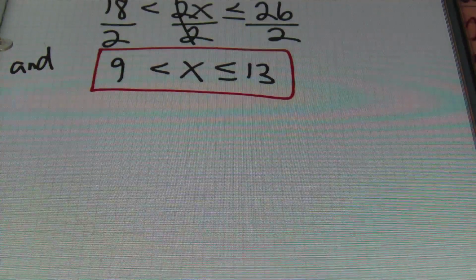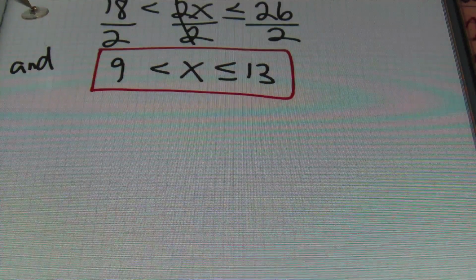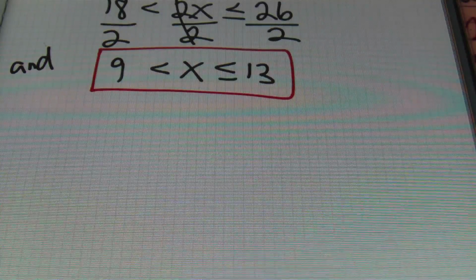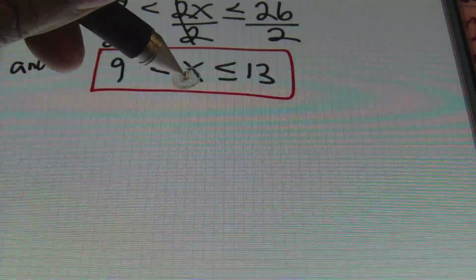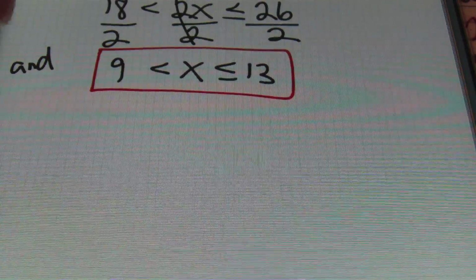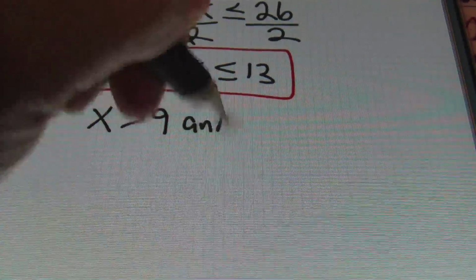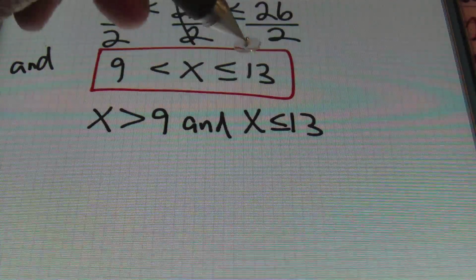An and situation is an intersection. You're looking for what they have in common. Whereas an or situation would be a union, and that's where you combine the solutions together. So that means that if you were to start in the middle and read to the left, you would say that this is x is greater than 9 and x is less than or equal to 13 if you read from the middle to the right.